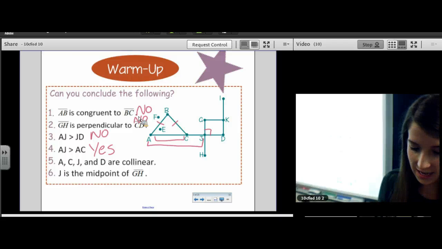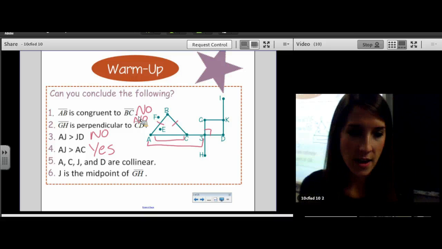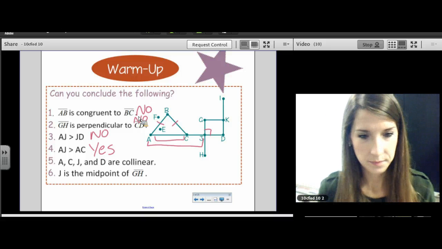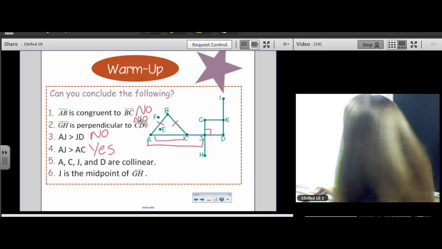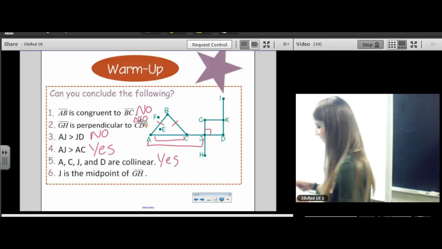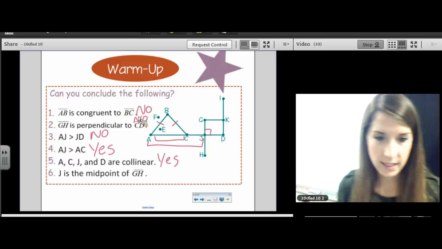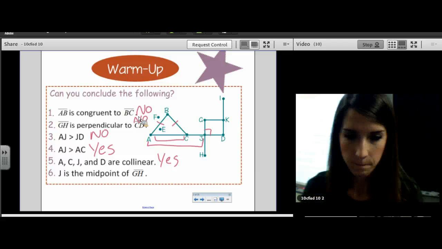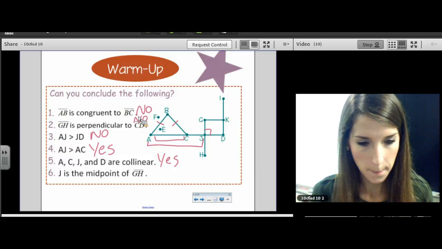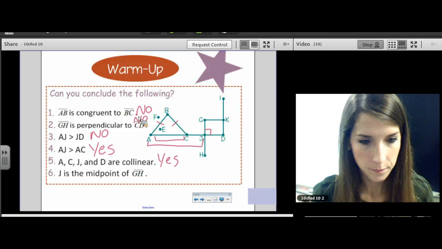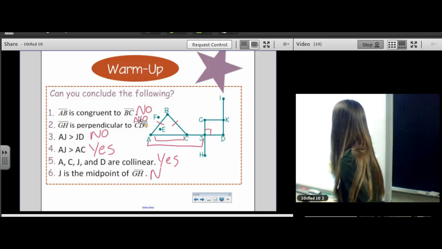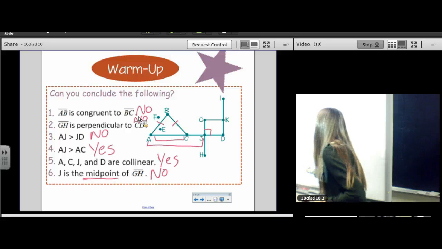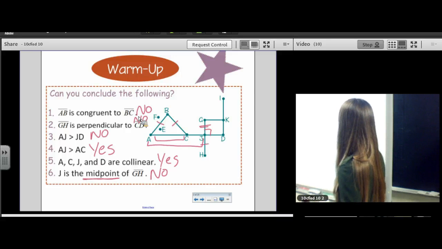All right, next up is Ariana, number 5. Yes, we can assume collinearity once again. Very good. Okay, Abbas, next one, number 6. Very good. That's another no. You're not allowed to assume midpoint. How would we know it's a midpoint? There would have to be tick marks on either side.